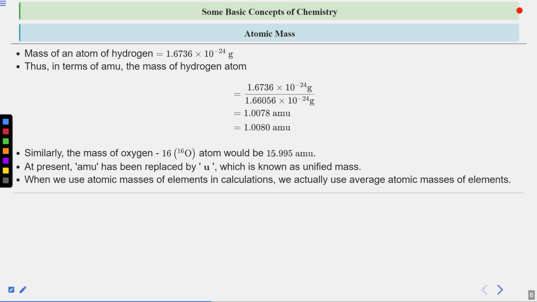But here, one thing should be considered, that whenever we are saying that some given value is the atomic mass of an element, it means that we are describing the average atomic mass. Now, why do we need this average atomic mass? We will see it.